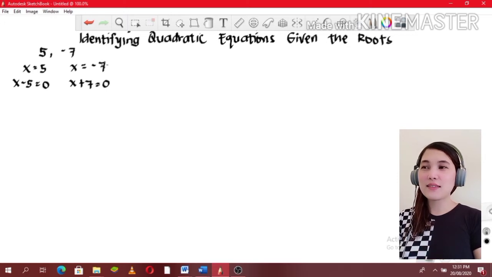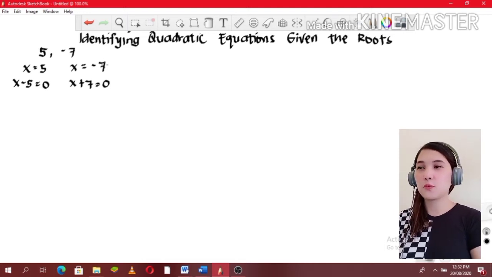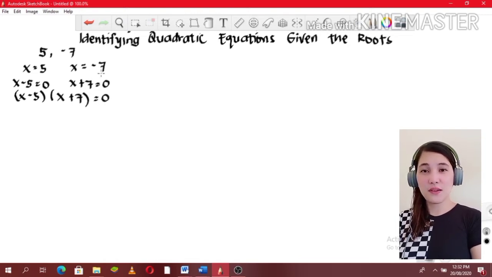Now next is, we will take x minus 5 and x plus 7 as factors, or isulat natin sila sa loob ng parentheses, and then we will multiply afterwards. So this will now become the quantity of x minus 5 times the quantity of x plus 7 equals 0. Now, let's multiply x minus 5 to x plus 7. So let us distribute first x. Or you may use FOIL method.